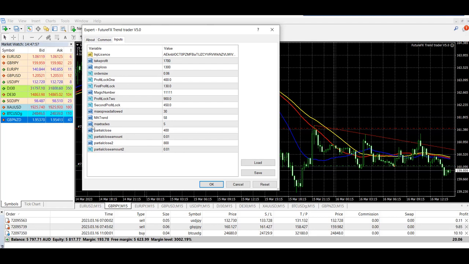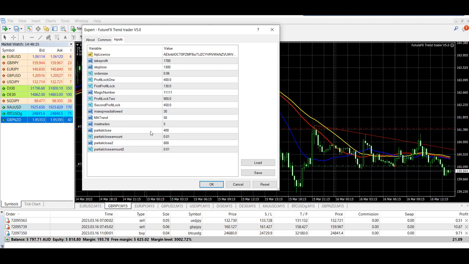Now getting on to these new settings. These are the 2 settings that weren't in the previous settings video: partial close and partial close amount. Those 2 work together, similar to how the profit lock has 2 settings that work together. So partial close, it's set at 40 pips.